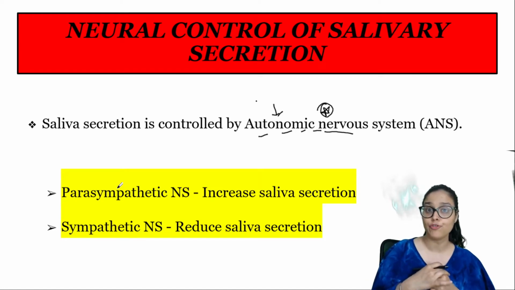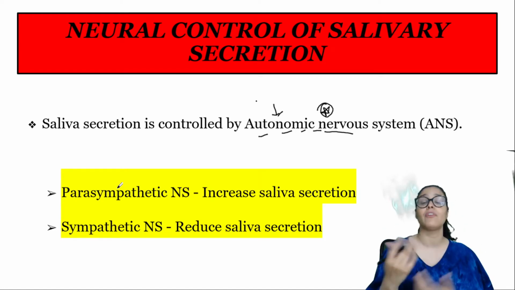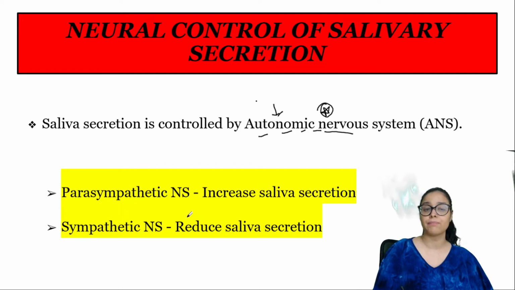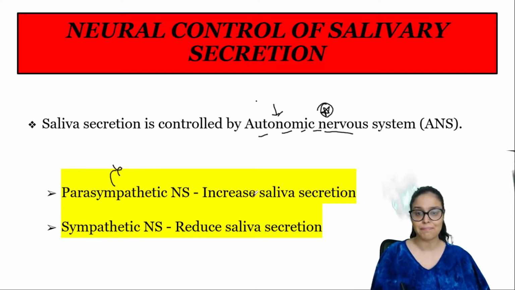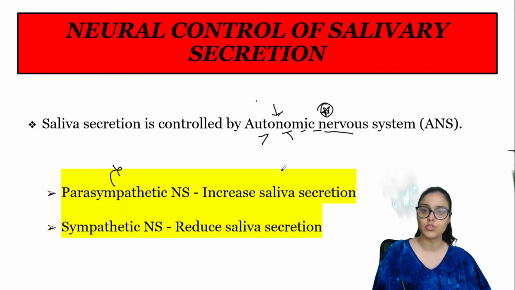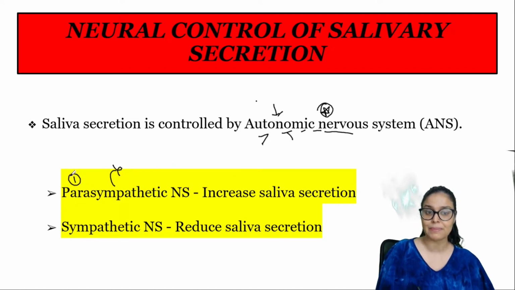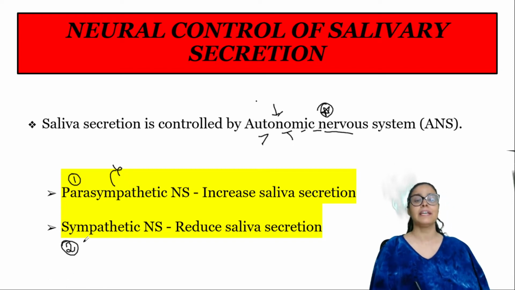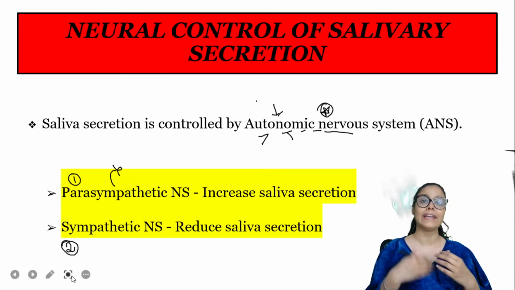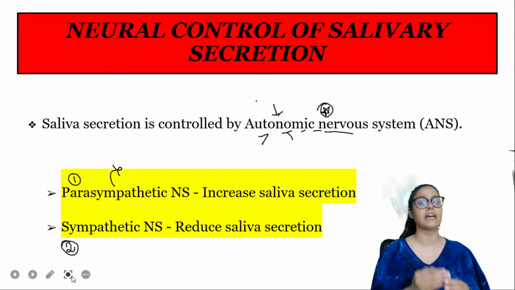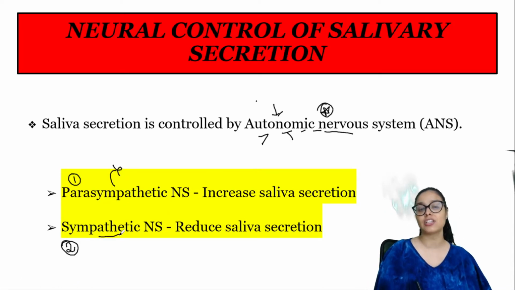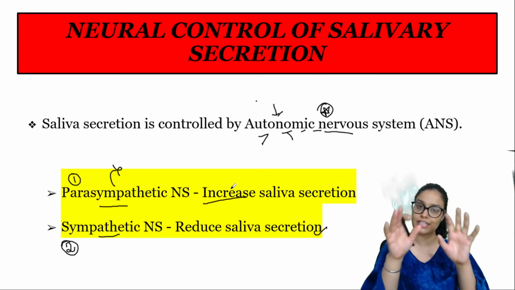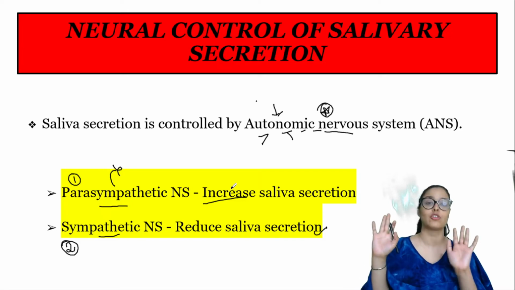So whenever we see food, saliva will come out into the buccal cavity, right? The autonomic nervous system is of two types: one is parasympathetic and the second is sympathetic. Basically one will increase the saliva secretion and the other will decrease it. Sympathetic reduces the saliva secretion, parasympathetic increases saliva secretion. That we will see in the nervous part also.